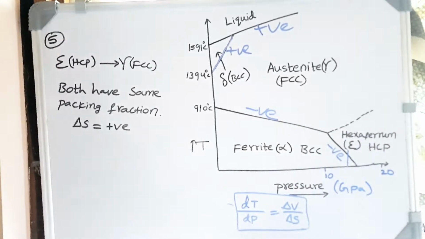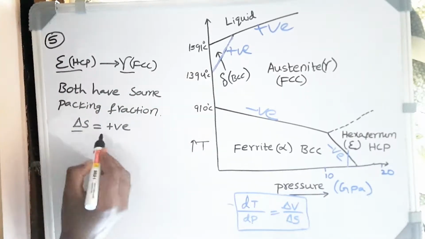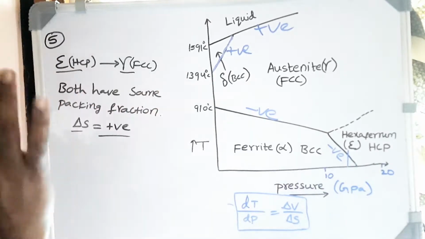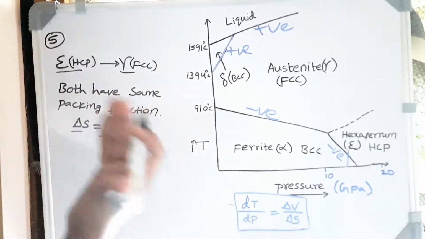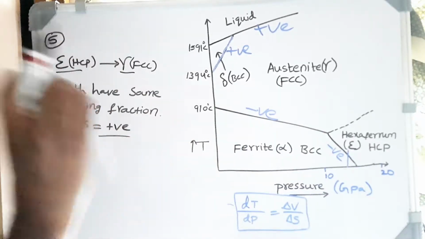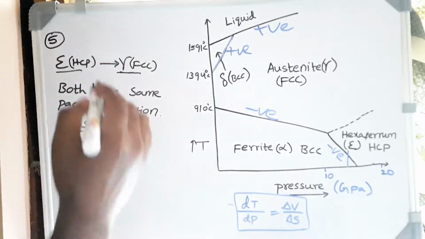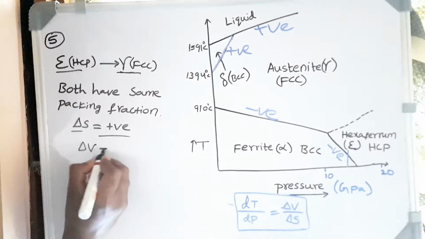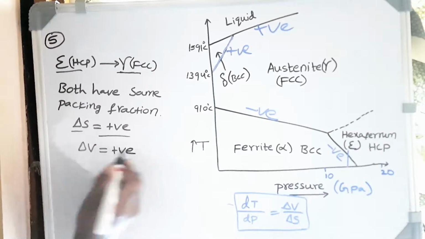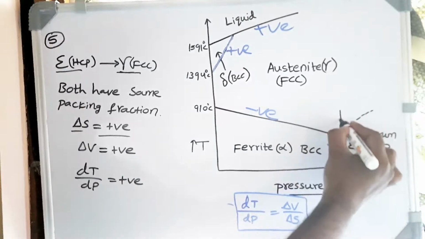So the slope of this curve is negative. Hello friends, here epsilon and gamma both are having same packing fraction, but delta S increases with increasing temperature. Entropy always increases with increasing temperature. But which of these having more volume? Friends, here we need to understand, even though both are having same packing fraction, as the temperature increases, the unit cell increases, right? Because of thermal expansion. So even though both are having same packing fraction, since gamma is at higher temperature, its volume is more. So here delta V is product minus reactant. So since gamma is having more volume than epsilon, we get this as positive. So same friends, dT/dP is positive. So the slope of this is positive.